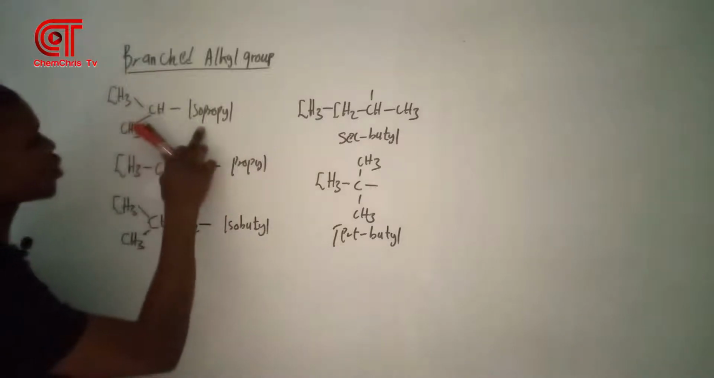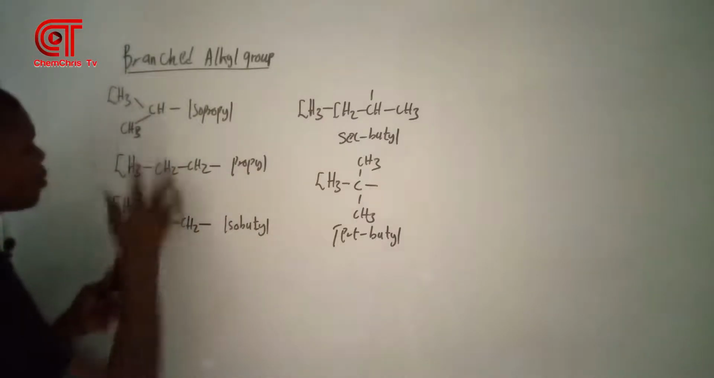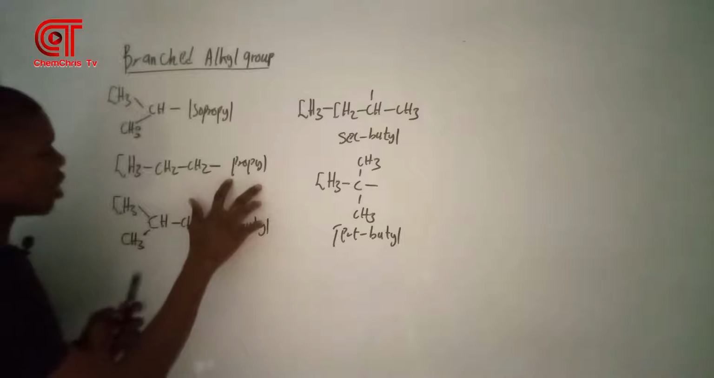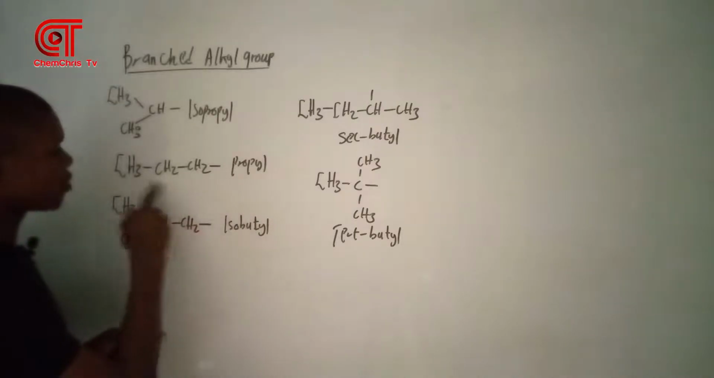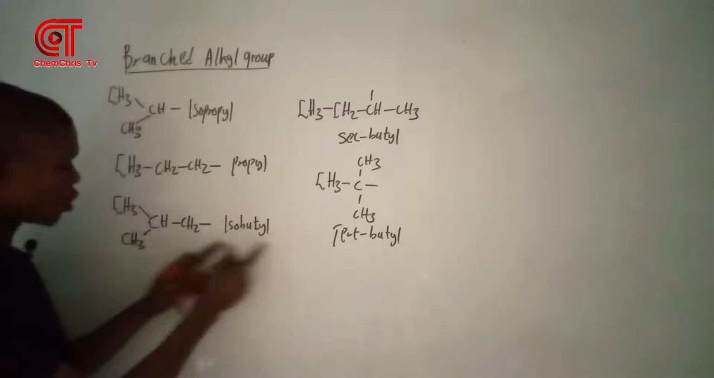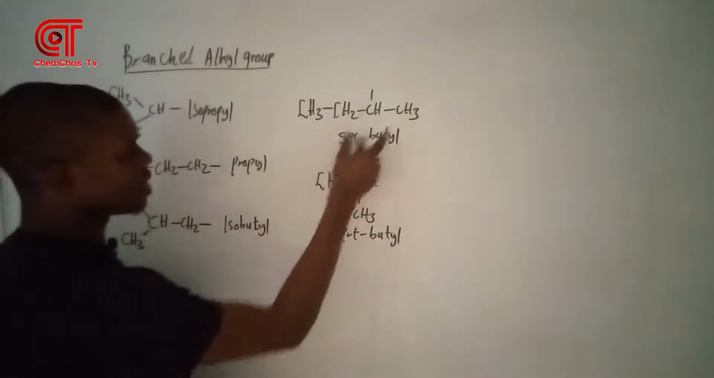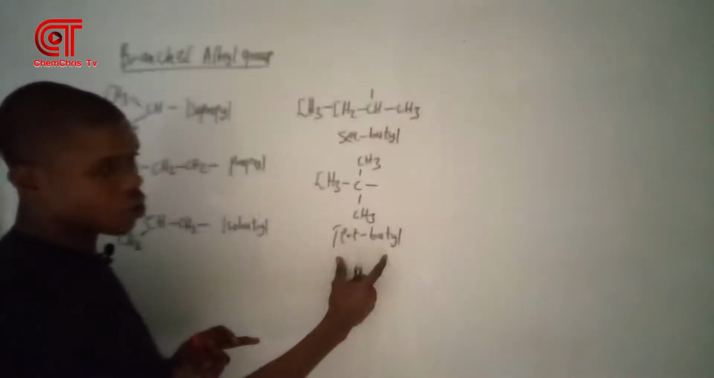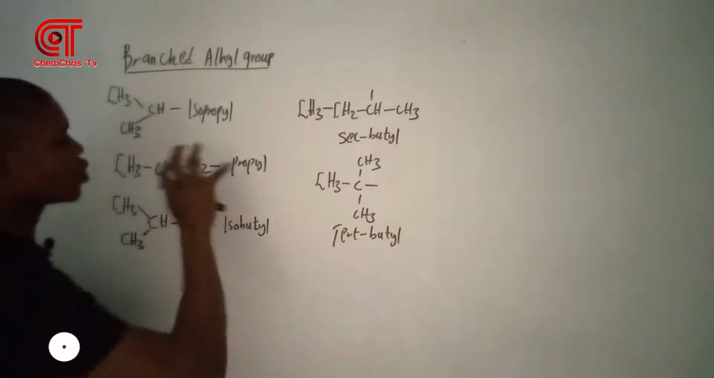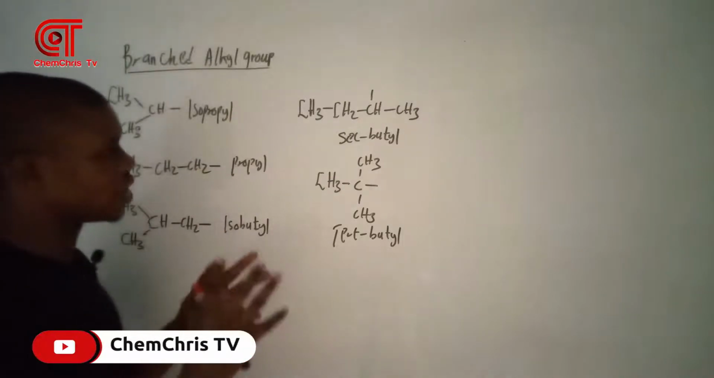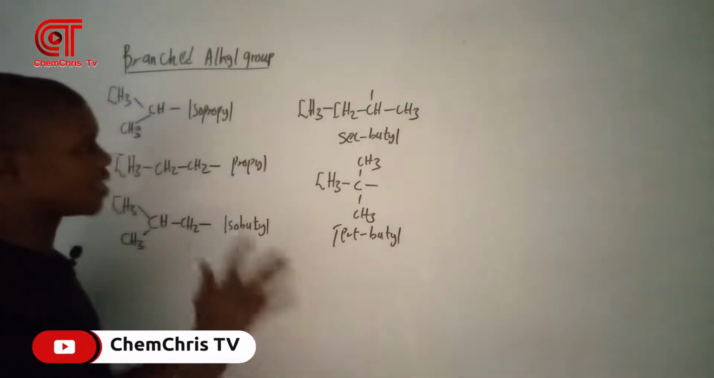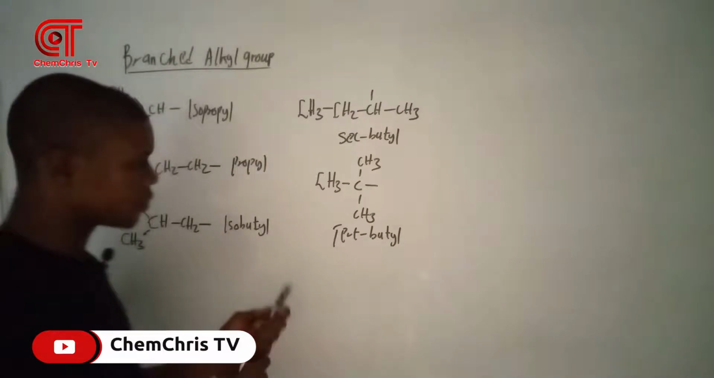Here we have isopropyl. This is called isopropyl. Then this is called propyl: 1, 2, 3. Right? This is called isobutyl. Then this is called sec-butyl. This is tert-butyl. So now you should know them. You will mostly see them in the nomenclature of compounds. They are mainly used as a side chain.